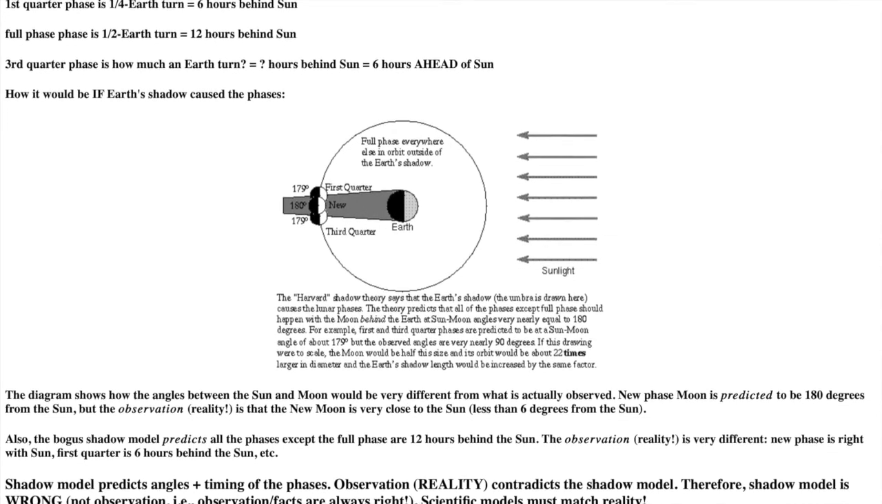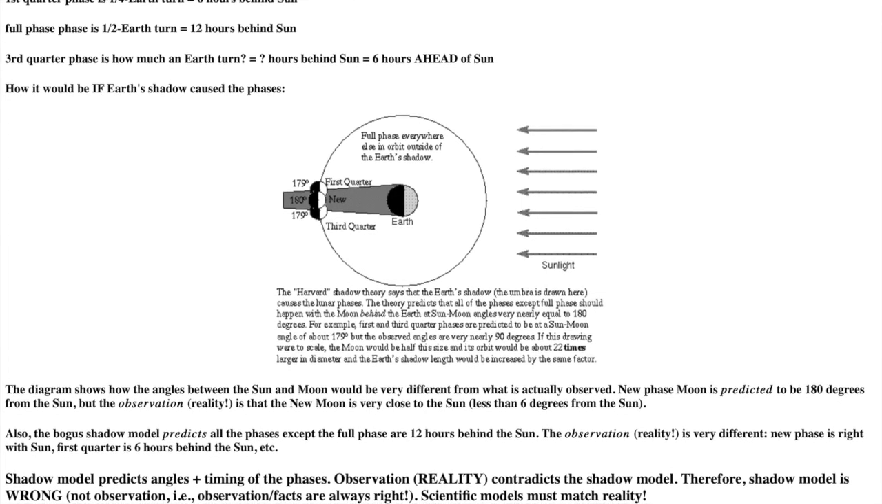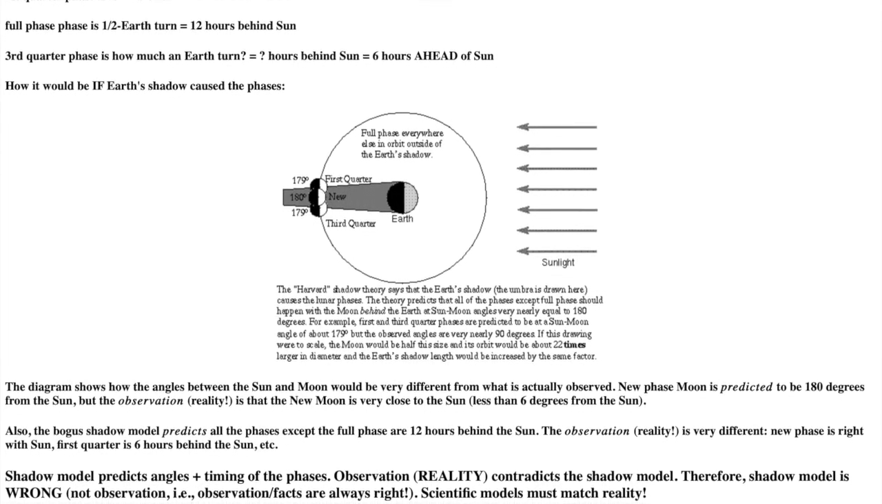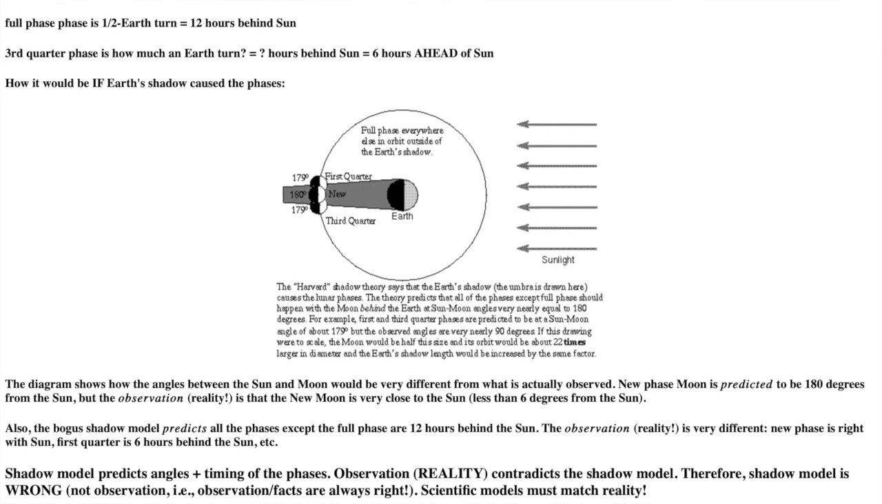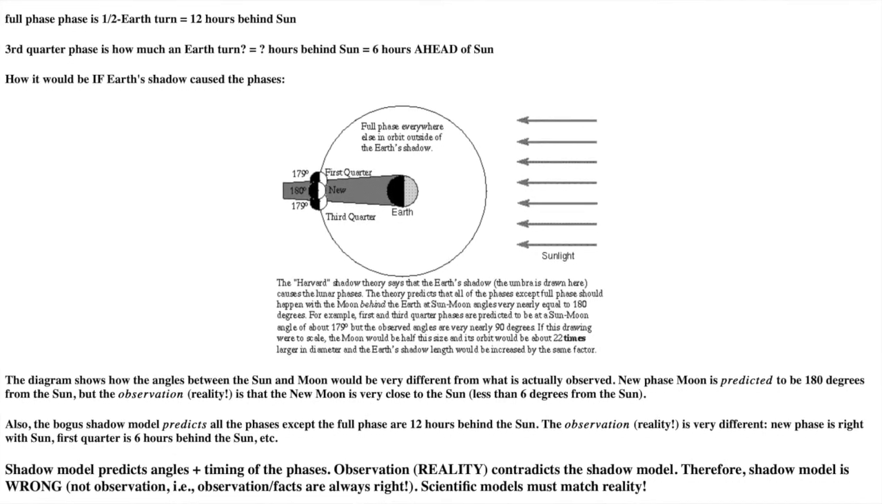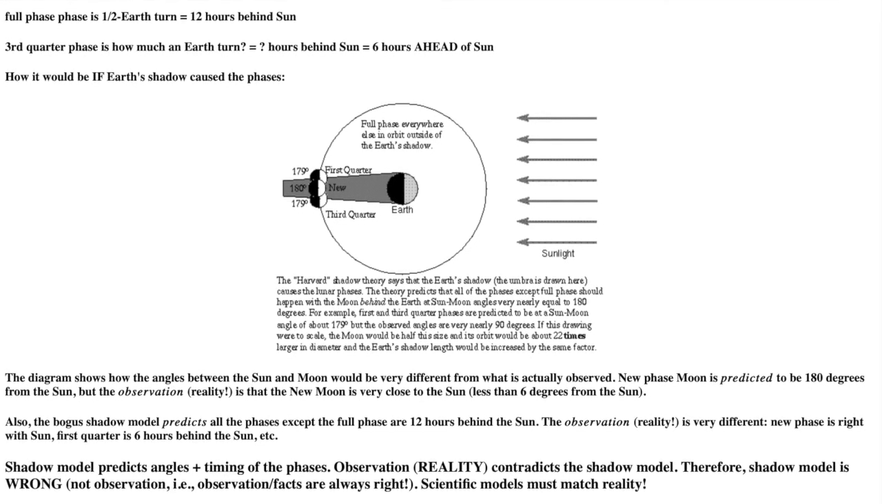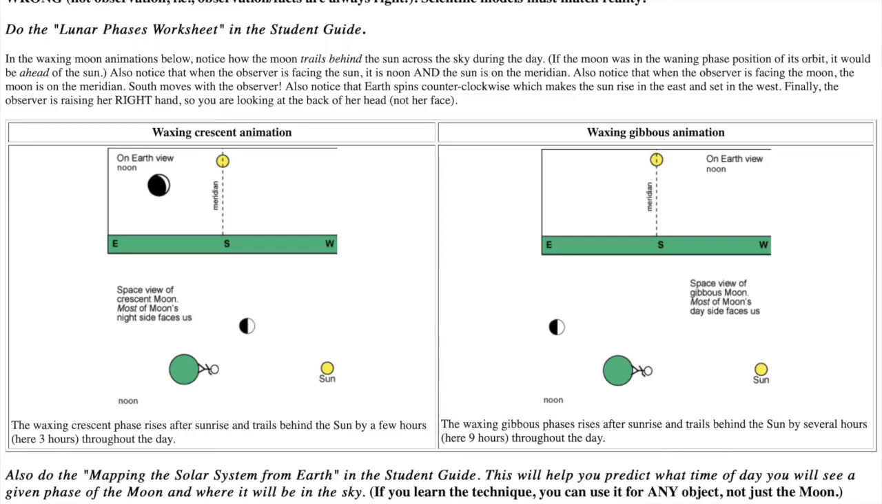That means that all those phases would be 12 hours behind the sun, instead of the really different times we actually see. Because the shadow model predicts very incorrect angles and time of day for the phases, the shadow model is wrong. The phases of the moon are actually due to the angle between the sun and moon. Further down are a couple of animations. The one on the left is for a waxing crescent moon, and the one on the right is for a waxing gibbous moon.